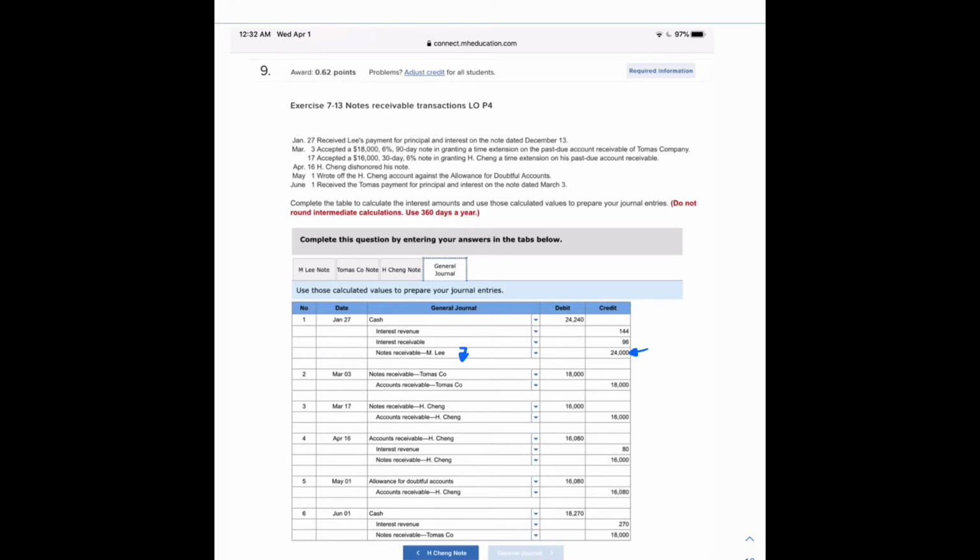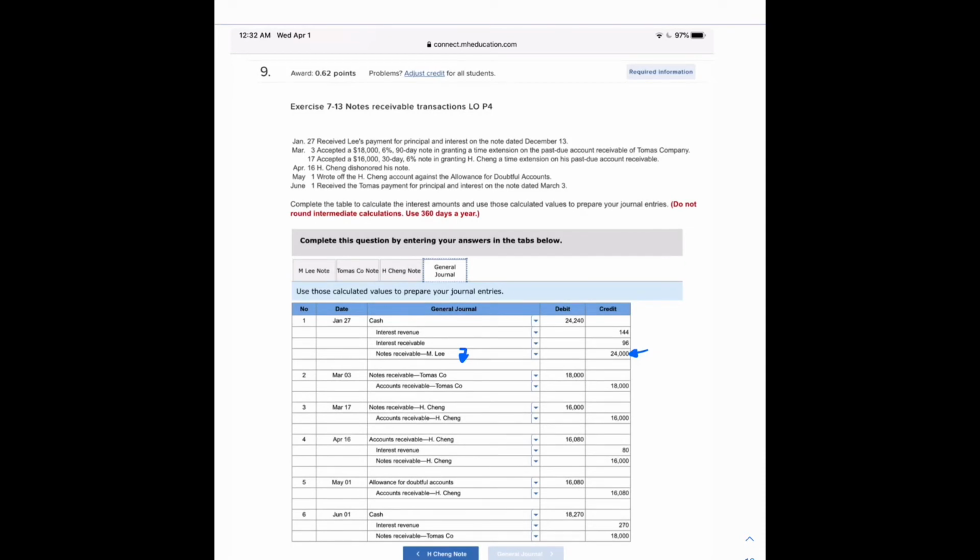The next thing I want to do is come in here and see, well, we said that from December the 13th through December the 31st, we needed to recognize $96 in interest. And from December the 31st to January the 27th, we needed to recognize $144 in interest.